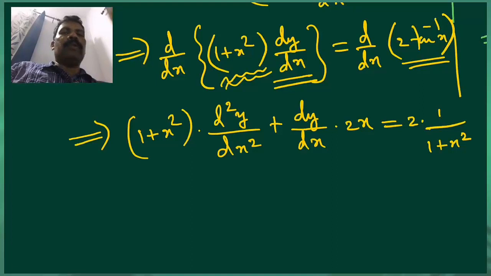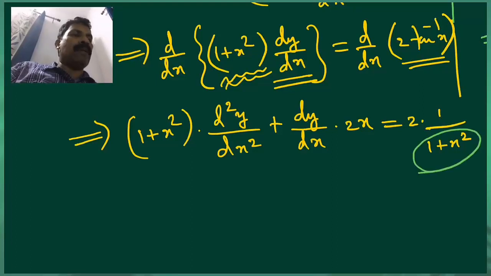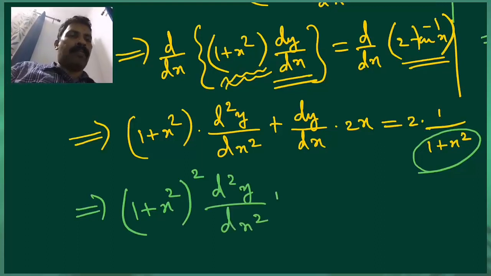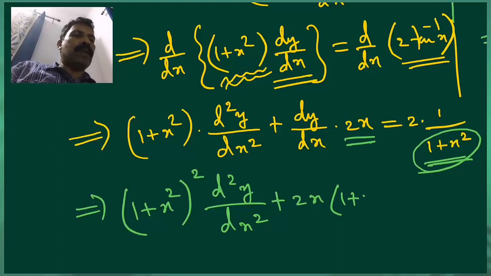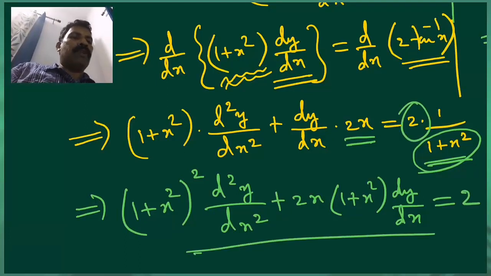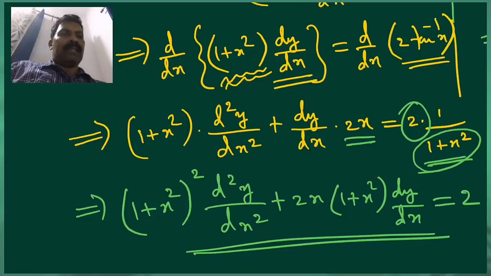So again you can shift this denominator 1 plus x square to the left hand side, that is (1 plus x square) the whole square, then d square y by dx square, plus 2x, this is 2x, then this 1 plus x square is coming, so into (1 plus x square) dy by dx equals, now on the right hand side only 2 is there, so we could achieve the desired result.